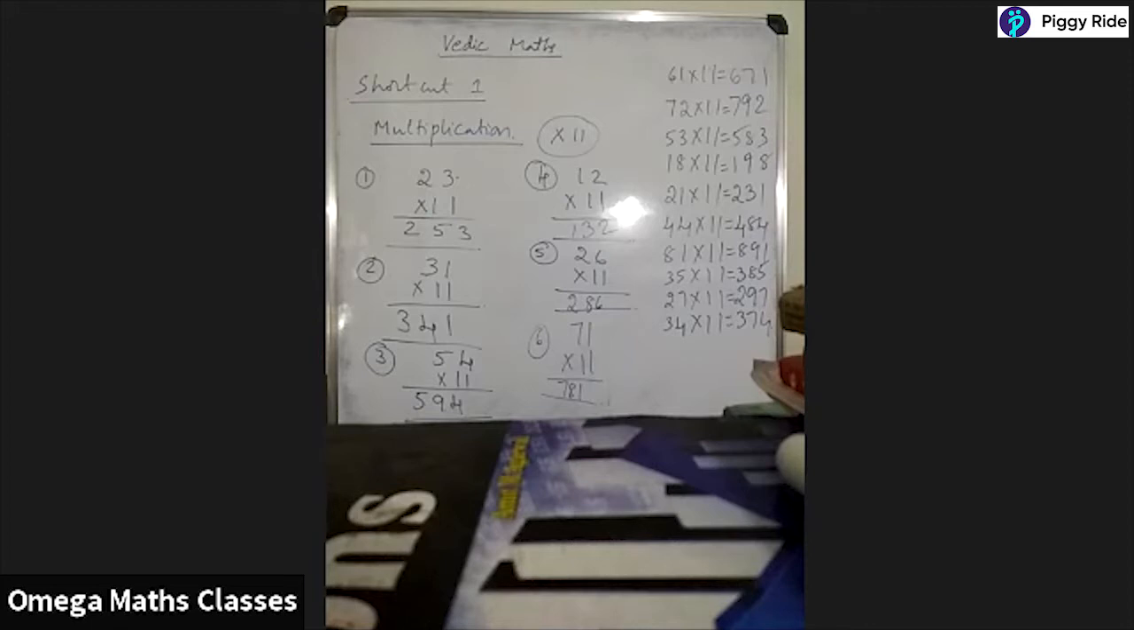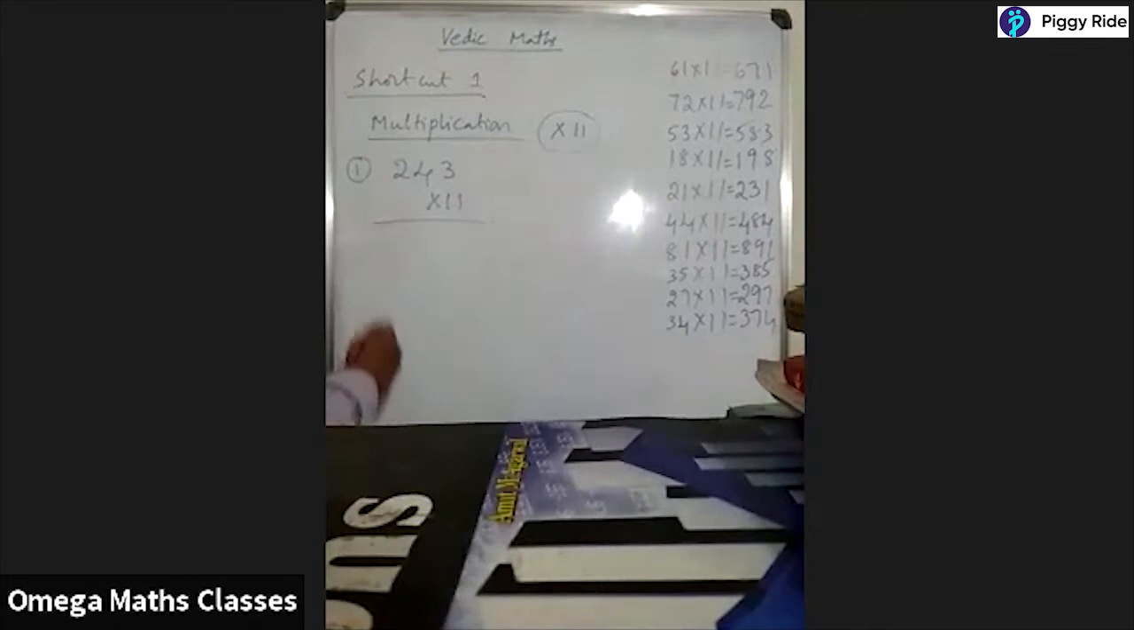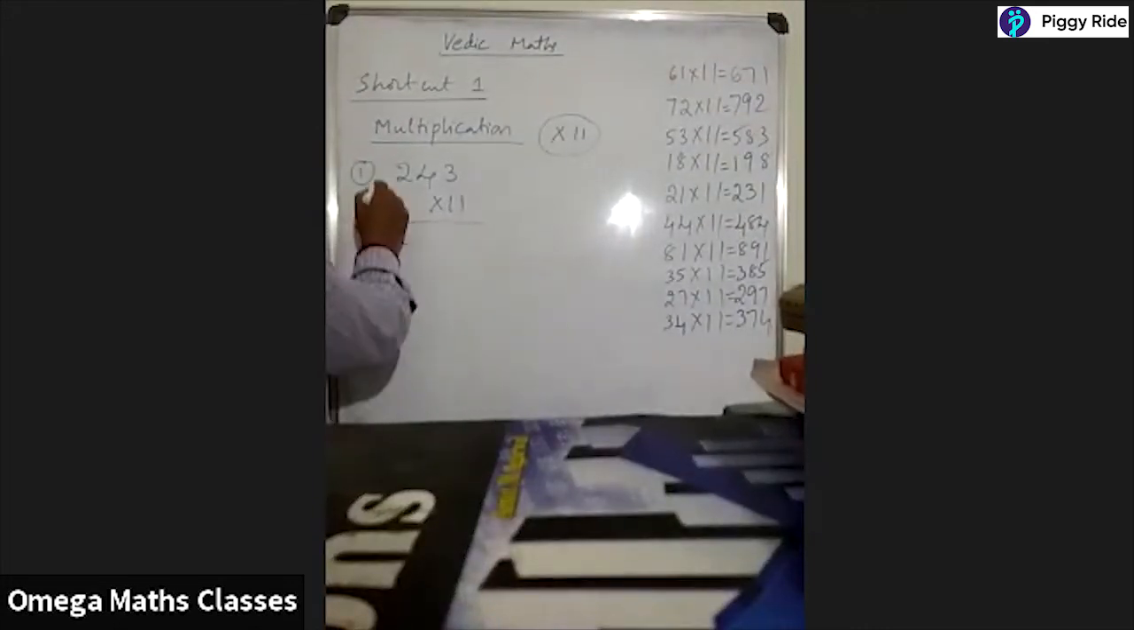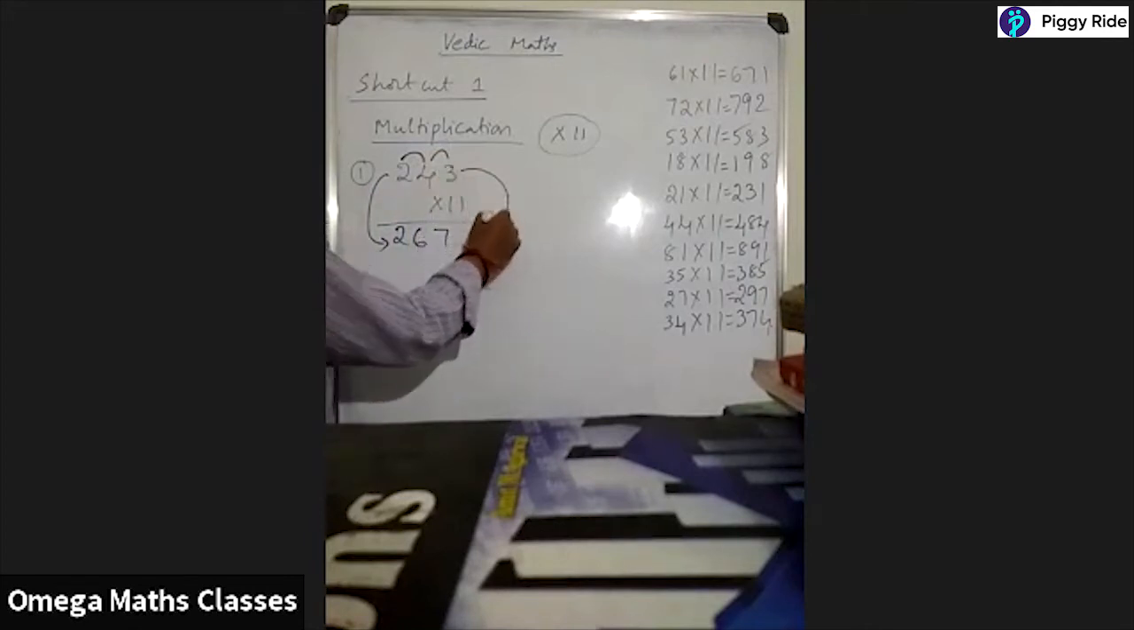Once I write all these problems, we'll go to next 3 digit numbers. They are all 2 digit only. Next we'll go for 3 digit. Here, 243 into 11. 3 digits are here. Write 2 first. Same thing. The first one is 2 only. Next, 2 plus 4, just add these 2 digits. 2 plus 4 is how much? 6. Next, these 2: 4 plus 3, 7. And write the last digit here again.